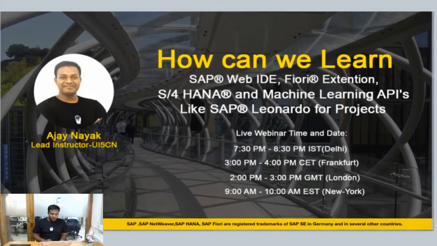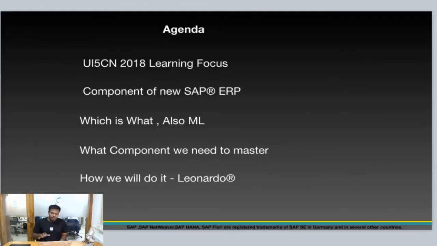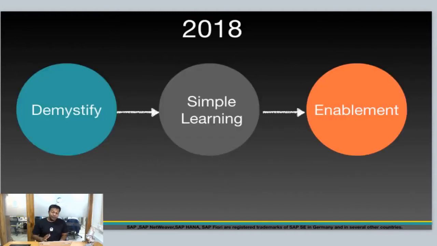Also in terms of machine learning, this is more about what is happening. A lot of confusion is happening, but with machine learning, we will see a simple quick demo using the Leonardo platform. We will use image classification in the Leonardo platform and see if it can recognize a cat and a rabbit. So there's also a fun part to it. This year 2018, our objective in UFFCN will be to demystify a lot of things which are creating confusion, and then learn the simple parts of those technologies, so that you can do the work of the project.